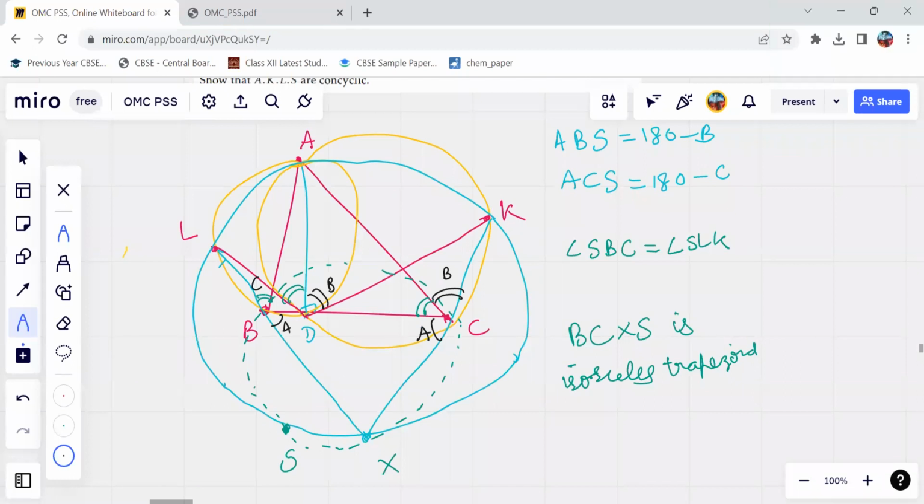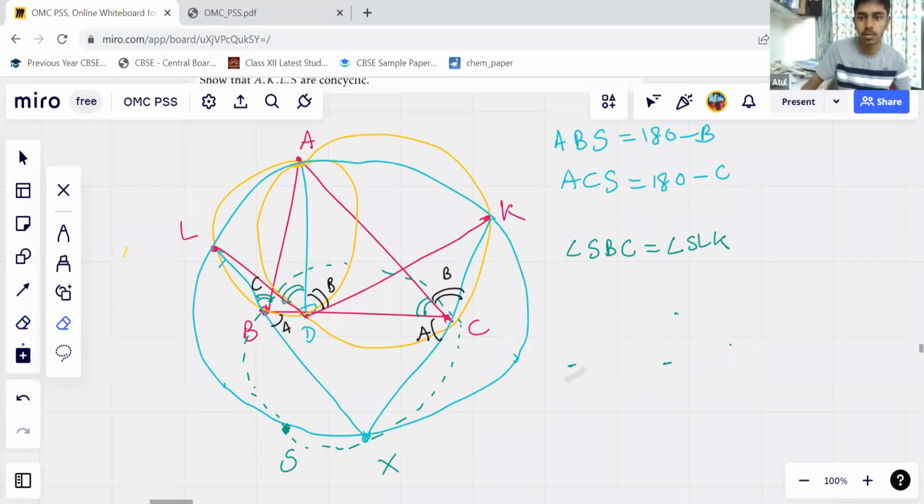But BCXS is an isosceles trapezoid, that's still true, right? It can't really be true because BX should equal CX. So unless S equals X, that's not possible. So okay, let's remove this stuff.